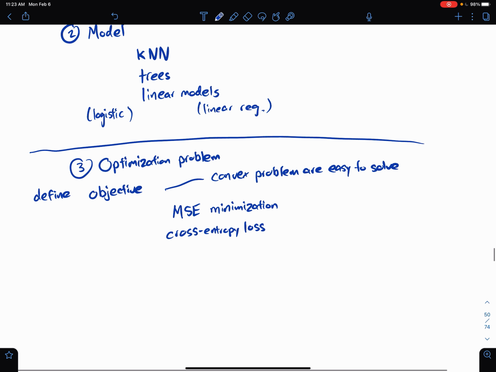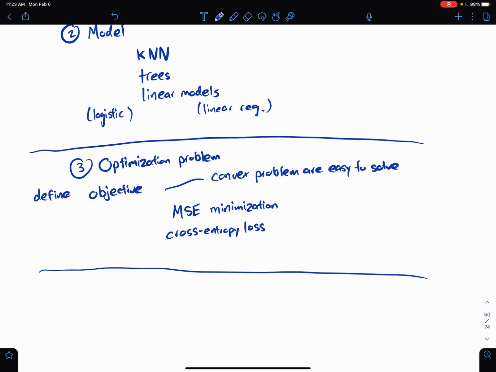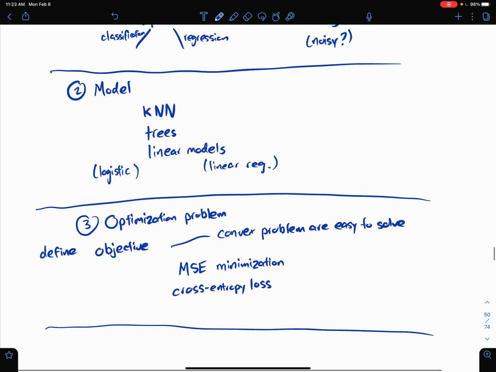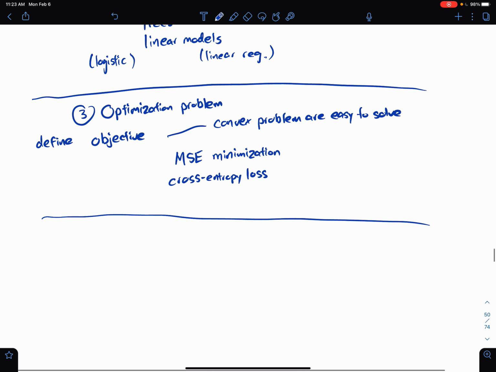And one thing to keep in mind is that each layer of abstraction depends on the layers above it. So your choice of optimization problem is going to depend on your model and also on your type of data. And finally, we have optimization algorithms. Given your problem, your model, and your data, we have different algorithms for trying to solve it.